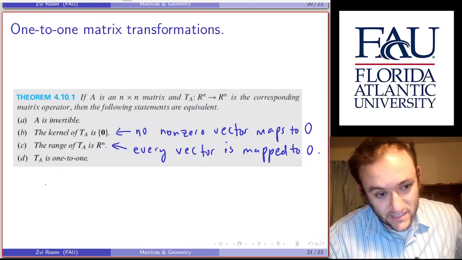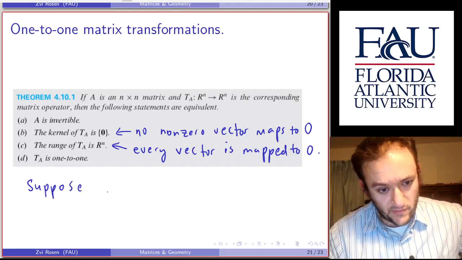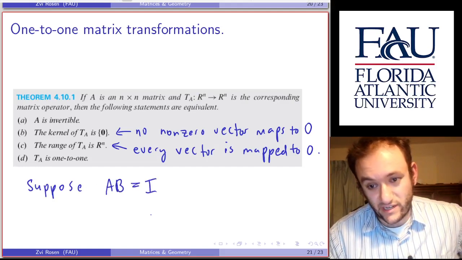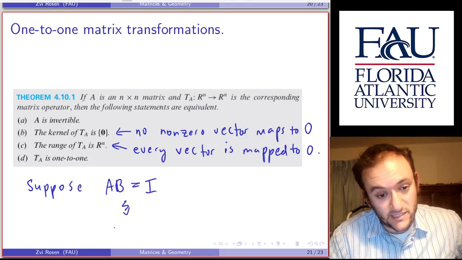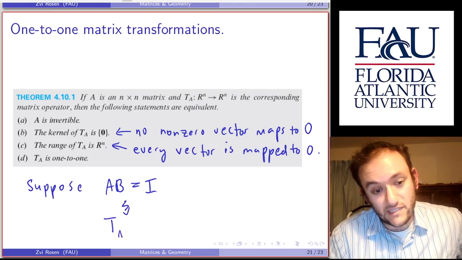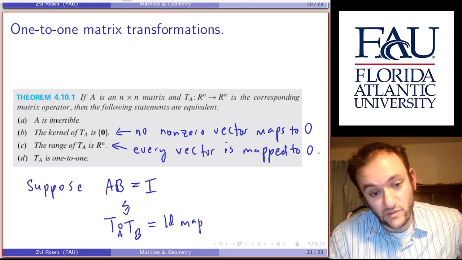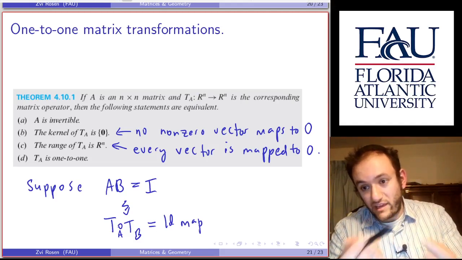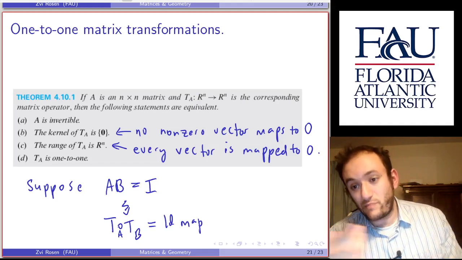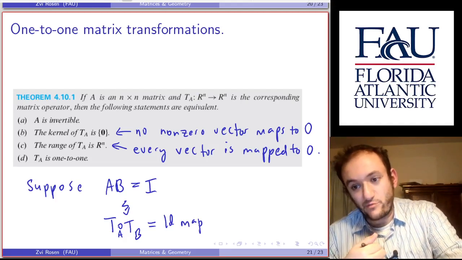Okay, and that should make sense intuitively too, because suppose A times B is equal to the identity matrix. Then the corresponding composition of matrix transformations gives us TA composed with TB equals the identity map, which means that your mapping can be undone. And that's only possible when you have a 1-to-1 mapping. You can send your vector through and then bring it back.